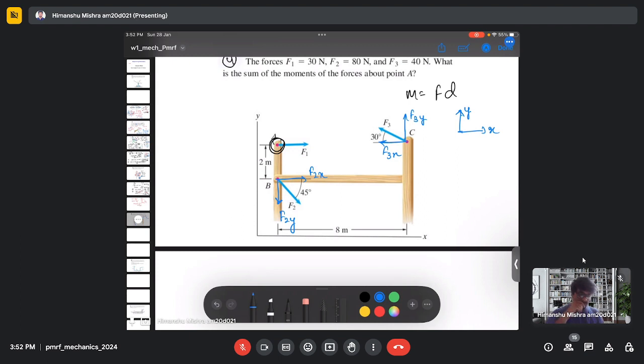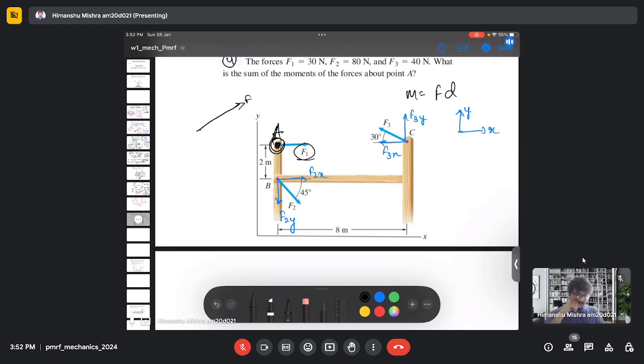Now you need to figure out which of these forces, including the component of these forces, is actually creating the movement at point A. So this is my point A here. So definitely the force F1 is not creating any movement because it is itself at that point.